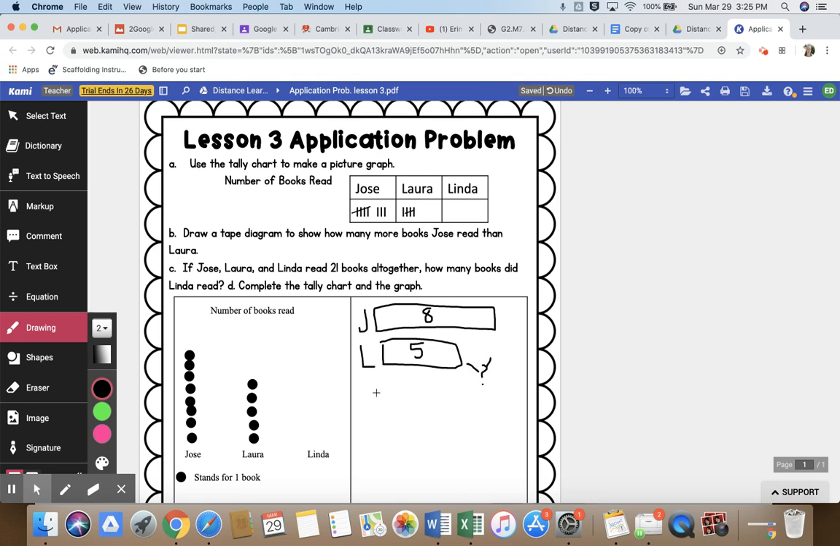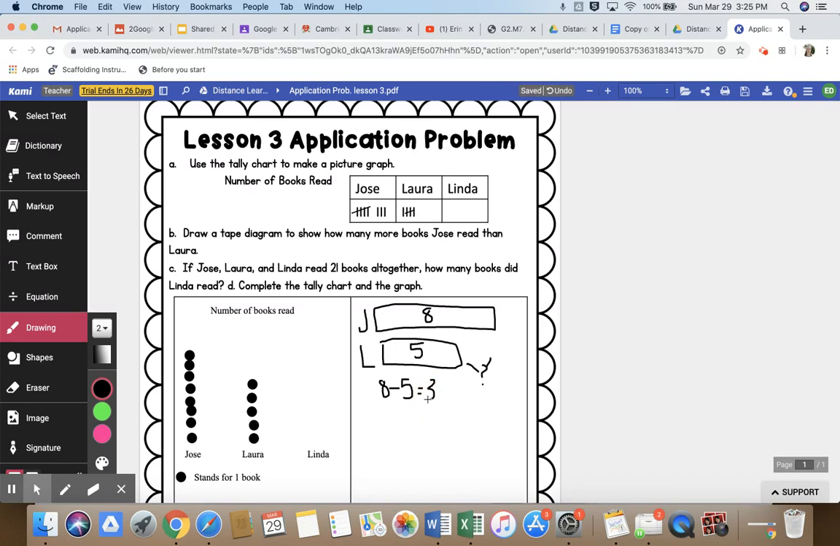And it's asking us to find out how much this amount is here, the difference. So we can do that pretty easily in our head. We can do it by visually looking up here at our picture graph or our tally chart to see that Laura actually read 3 books less than Jose. So 8 minus 5 equals 3.